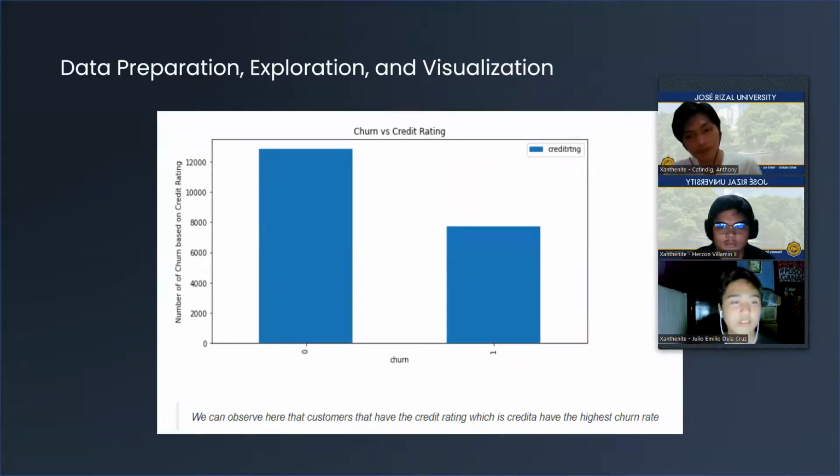So this graph is the churn versus credit rating. The 0 is the credit A and the 1 is the credit AA. We can observe that the credit rating credit A has the highest churn rate.